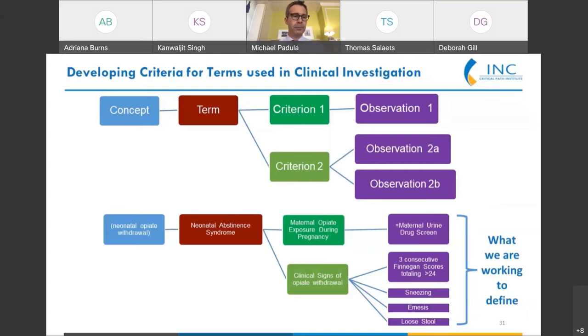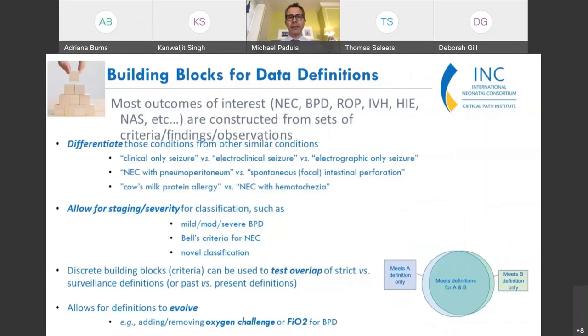Part of that strategy has to do with the fact that a lot of our definitions or outcomes of interest are constructed from these collections of criteria or findings. Our goal is to allow for more precision in how those terms are applied, and to differentiate conditions that are similar. So you might have NEC with pneumoperitoneum versus a spontaneous or focal intestinal perforation, and understanding the findings that differentiate them, or ensuring that a less serious condition might not get included with criteria for a more serious one, such as cow's milk allergy versus necrotizing enterocolitis with hematochezia.